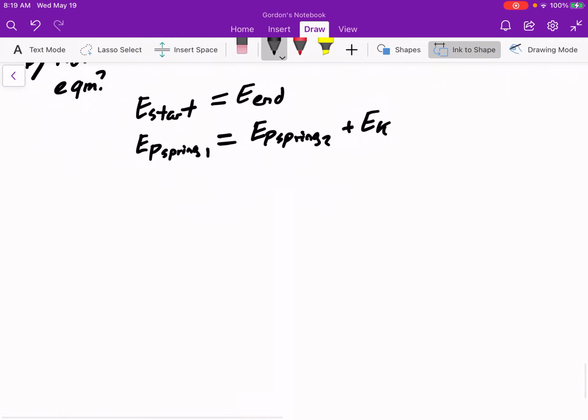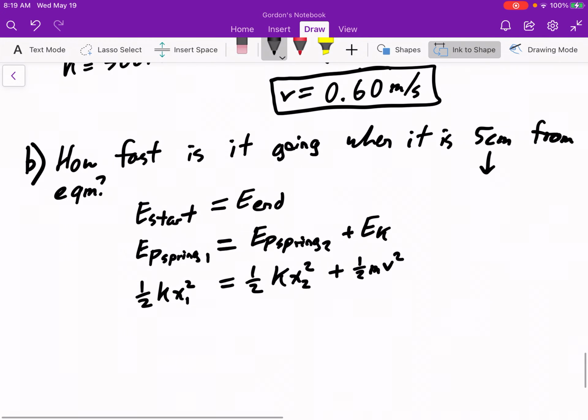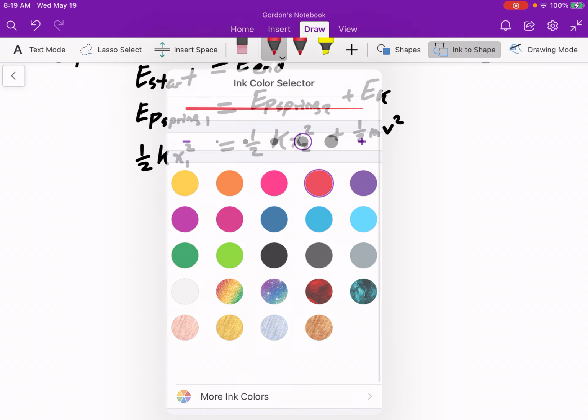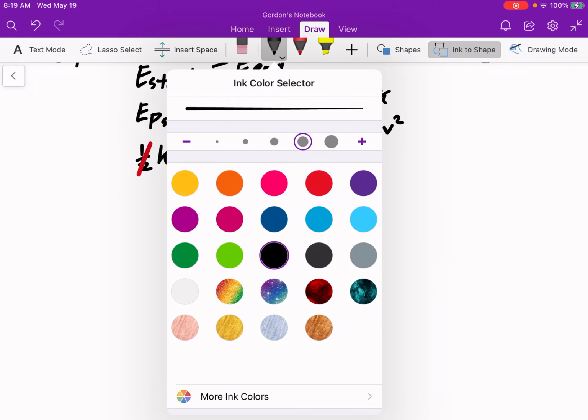So remember, spring potential energy can be calculated as 1/2 kx squared. But this is the distance at the start, x1, and that is going to be equal to 1/2 kx2 squared plus 1/2 mv squared. So this 5 centimeters here, we're going to call this x2. So this is at the final situation. It's 0.05 meters. So again, we have to do a little bit of algebra here. The algebra is a little bit trickier here, but nothing we can't handle.